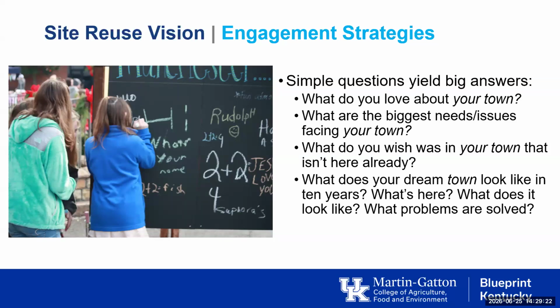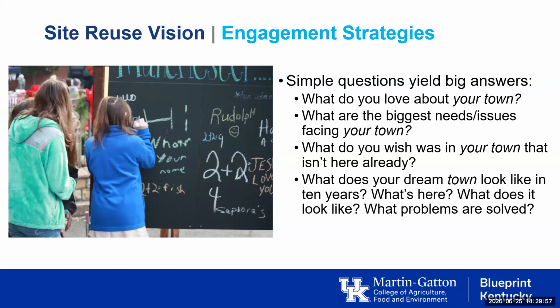And I think the needs and issues piece is where we can really start to think about how these properties can come back to life. What do people need the most? What are the biggest issues? Maybe it's a recovery center. Maybe there's no grocery store, things like that. And what do you wish was in your town that isn't here already? I really love the question of what your dream town looks like in 10 years. Getting people to get outside the box and say, if anything could be done here, what would it look like? I think you get a lot of really interesting and revealing answers through that question.